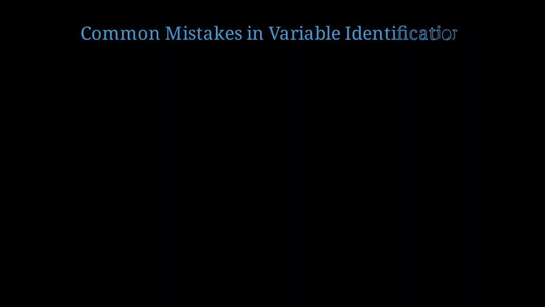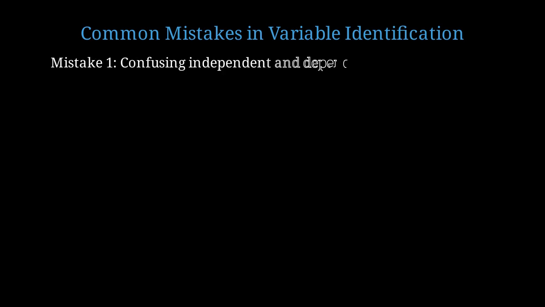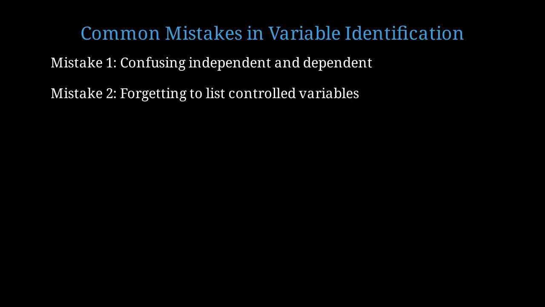Let me highlight some common mistakes students make when identifying variables. Mistake number 1. Confusing independent and dependent variables. Remember, independent is what you control, dependent is what you measure. Mistake number 2. Forgetting to explicitly list controlled variables. Just because something seems obvious doesn't mean you shouldn't write it down.